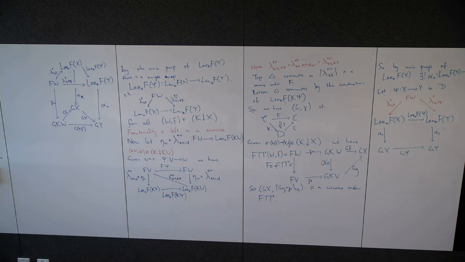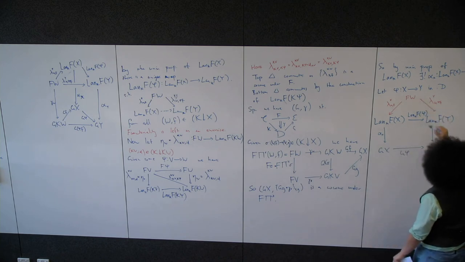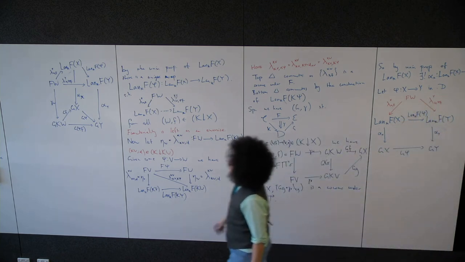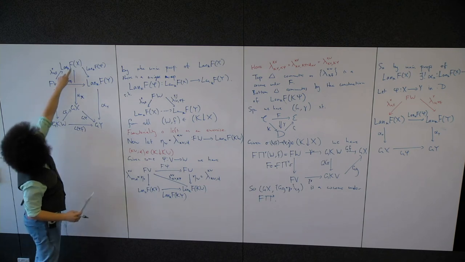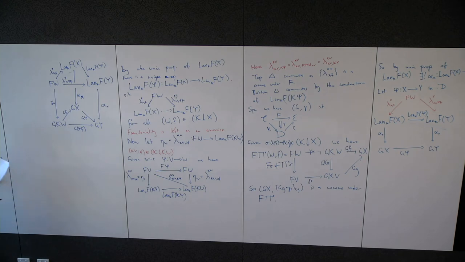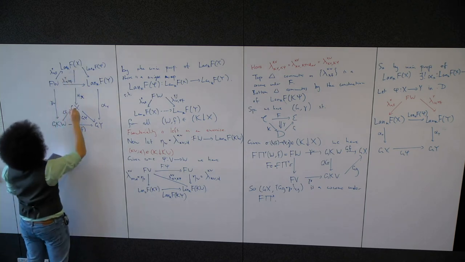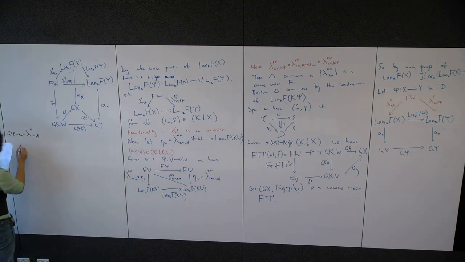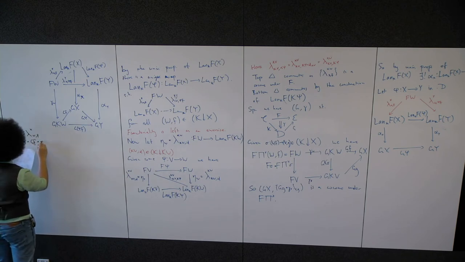Okay, so now let's see this thing. So the thing that I wanted to show was that going down this leg is the same thing as going down this leg and across. So I want to show that going down this here is the same as going up here and then down the back and across. Okay. So G phi composed with alpha x composed with lambda x W F. So that's this. This is equal to G phi composed with G F composed with gamma W.